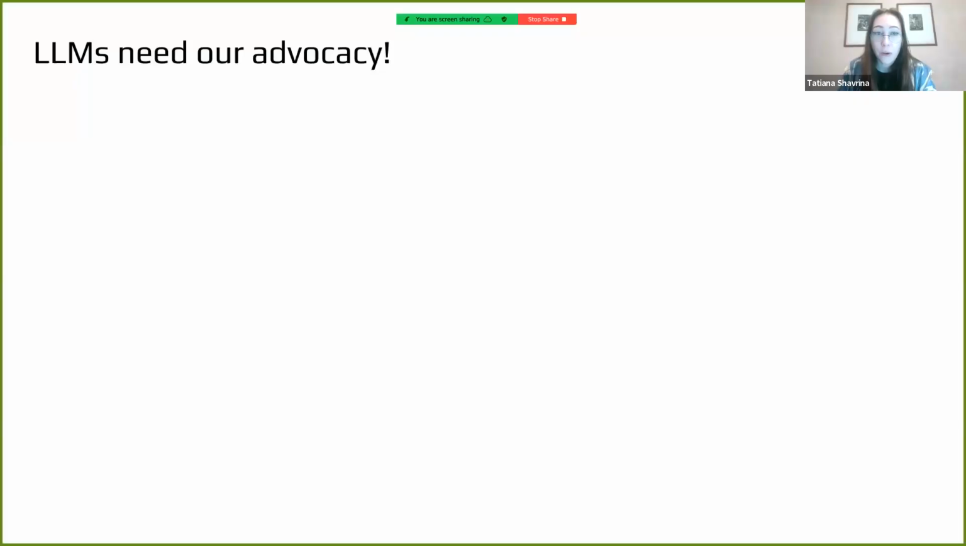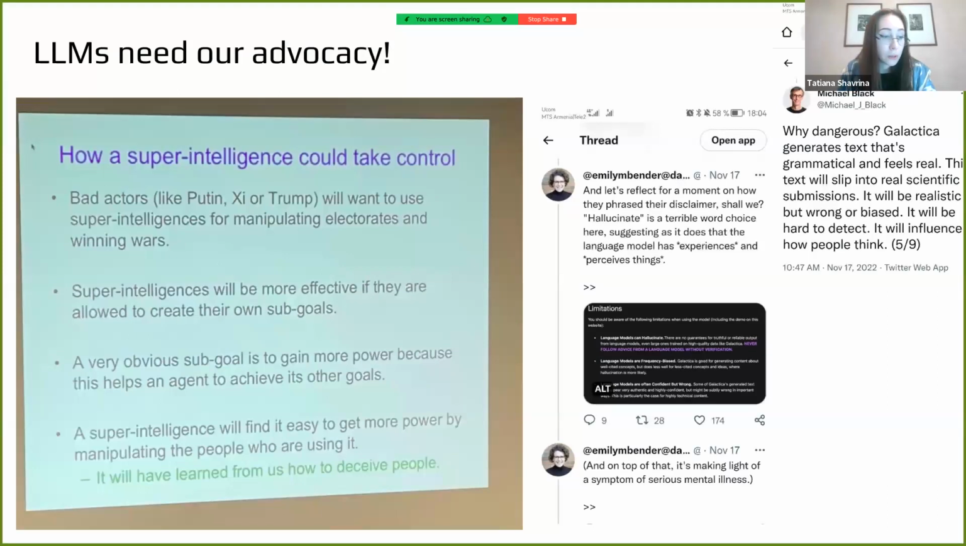And a few words in defense of the language models, for sure, because we are living in strange times, where technology also needs our advocacy. And this is the photo of a slide, I think, of Geoffrey Hinton, where basically that's what's seriously discussed: how superintelligence could take control. I would not discuss if we should take that seriously or not, but this is what's happening right now. And also it's good to remember the case of the Galactica language model that was released in October 2022.